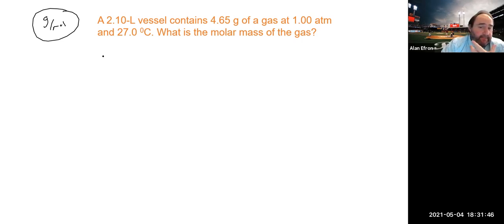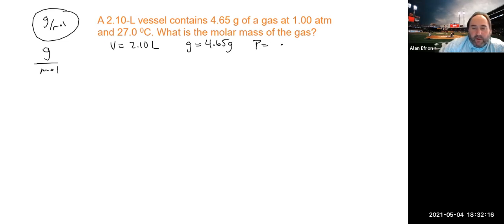Again, I'm going to approach it really as a conversion factor type problem. If you can't remember that specific formula that we saw last time, this is the way you should approach the problem. First off, let's look at what we're trying to find, which is grams per mole. And let's read through the problem and see what's given to us. We have a volume that's 2.1 liters. We have grams, that is 4.65. And we have a pressure that is 1 atmosphere and a temperature that's 27 degrees Celsius.